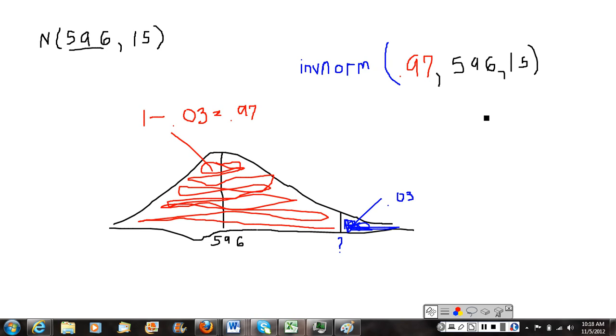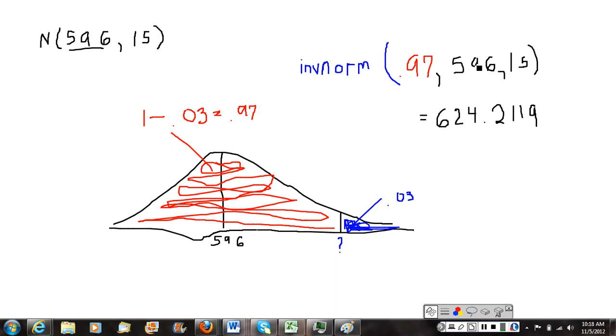So let's go ahead and do that now. If we do 2nd vars, inverse norm is command number 3, and we put in 0.97, then 596, a comma, and then 15, and we press enter. And the number I'm getting there is 624, so my answer is 624.21, depending on how many decimal places were asked for. WAMAP often wants 4, so let's go 624.2119.